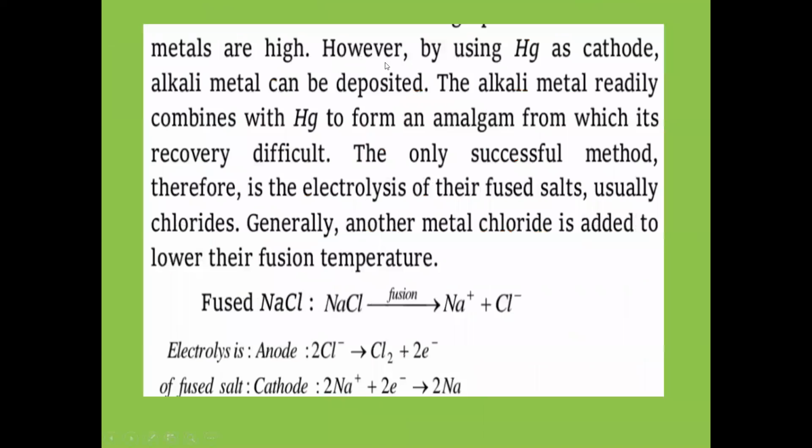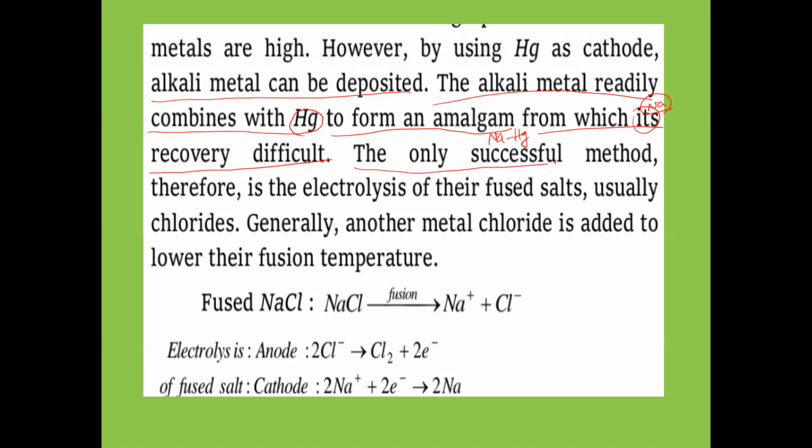Next. However, by using mercury as cathode, alkali metal can be deposited. The alkali metal readily combines with mercury to form amalgam. Sodium amalgam is formed here, from which its recovery is difficult. It means the recovery of sodium will be difficult from NaHg. That point keep in mind.